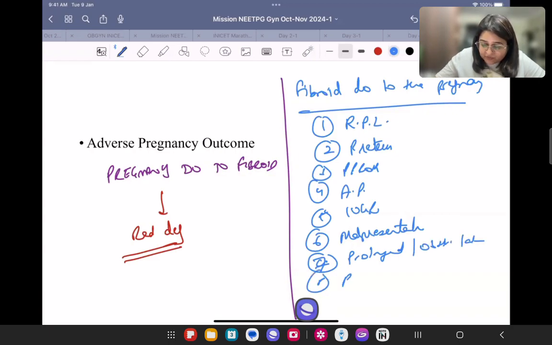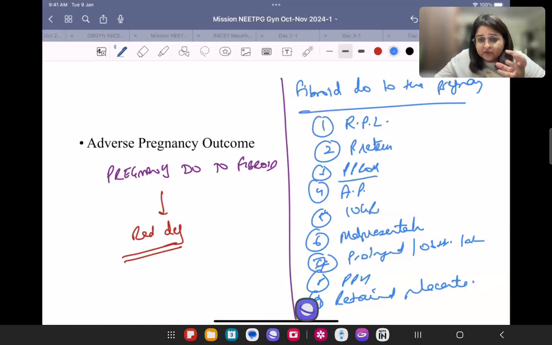They can cause postpartum hemorrhage. They can cause retained placenta. So basically, they can affect the pregnancy in many ways. Why PPROM? Because a large fibroid is part of the uterus, so it can lead to a weakening of the membrane, or as part of preterm labor, it can stimulate contractions and lead to rupture of membranes.